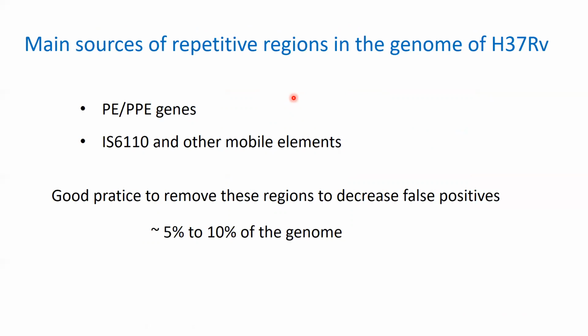These genes are the PE/PPE genes, which are a very big gene family, and insertion sequences such as IS6110 or other mobile elements. And again, it's good practice to remove these regions to decrease false positives. You will also be doing that in the next tutorial.